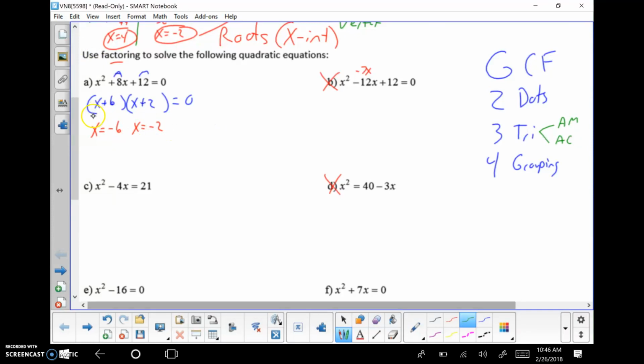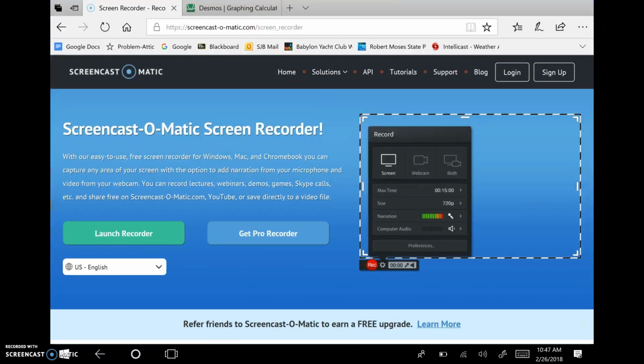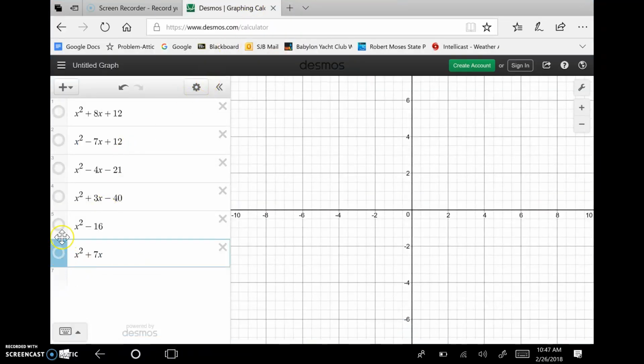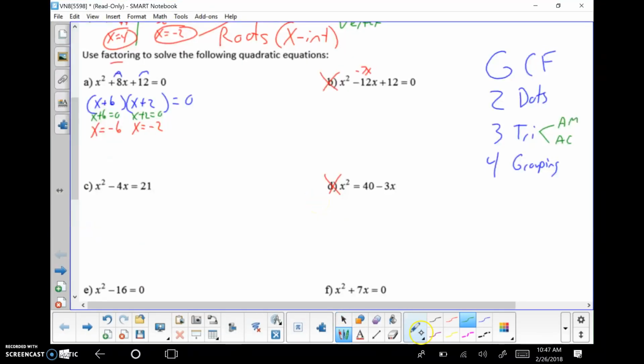And I should probably show that middle step. x plus 6 equals 0, x plus 2 equals 0. So factor it, set each factor to 0, and then solve those little mini equations. In my calculator, I have this pre-typed out here. This is x squared plus 8x plus 12. It's crossing at negative 6 and negative 2. And so that confirms our solutions, negative 6 and negative 2.